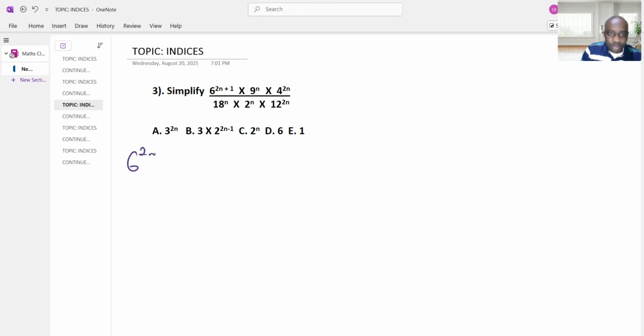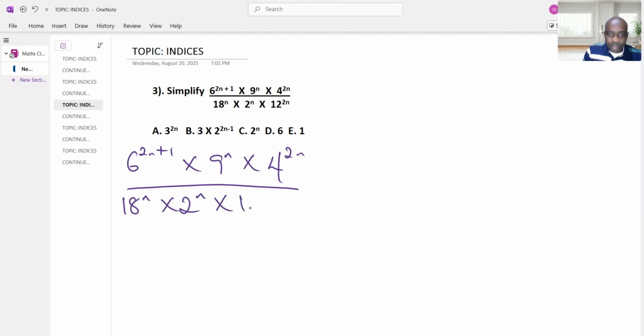6^(2n+1) multiplied by 9^n multiplied by 4^(2n), divided by 18^n multiplied by 2^n multiplied by 12^n. Now, let me divide the page so that we have enough space. To expand this one, we need to multiply 3 times 2, which is going to give us 6. Let's expand this 6 and piece it into 3 times 2.